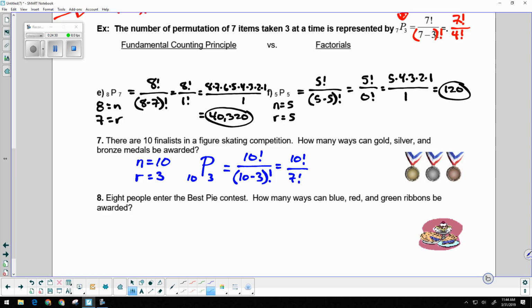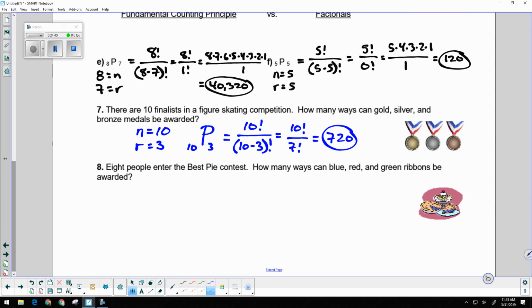For this one, you could go to your calculator and type 10 factorial divided by 7 factorial, and it'll do all of that for you, and you will get 720 as your answer. So there's 720 different ways we can award bronze, silver, and gold.